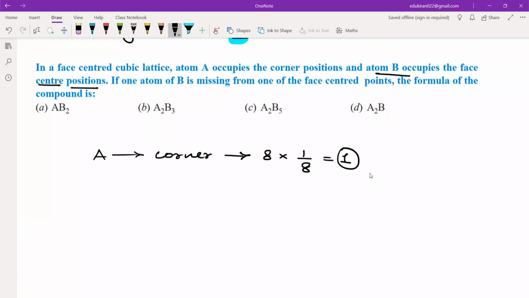Atoms of B occupy the face center. What is the contribution? First of all, how many face centers are there? How many faces are there and how many face center atoms can be there? Tell me.